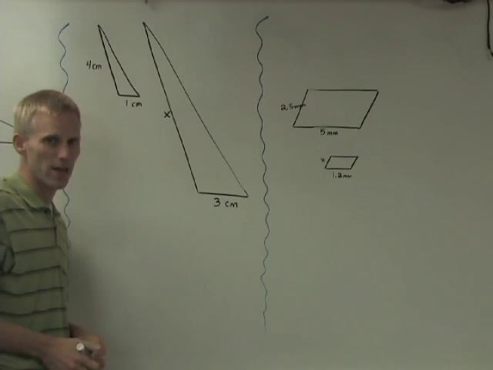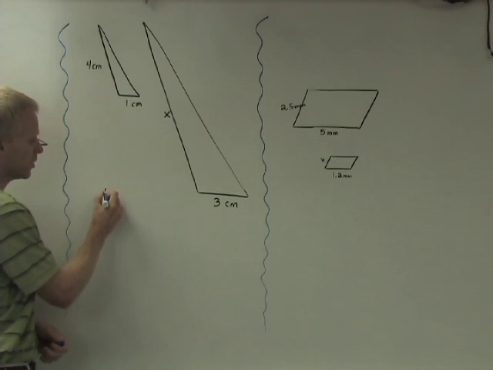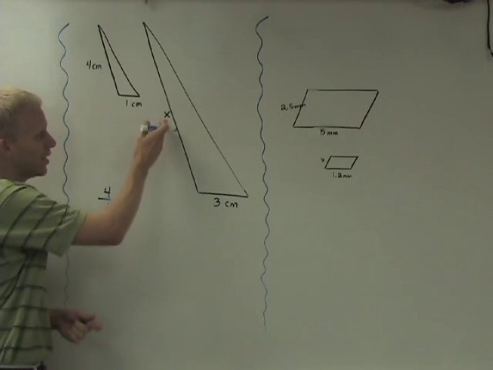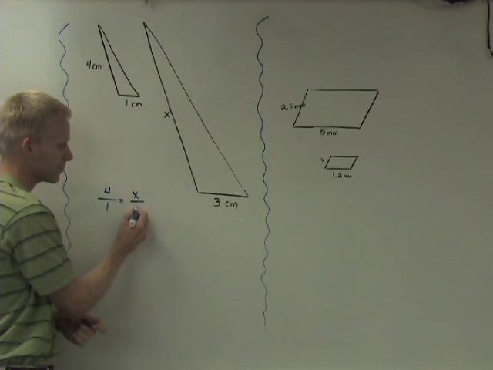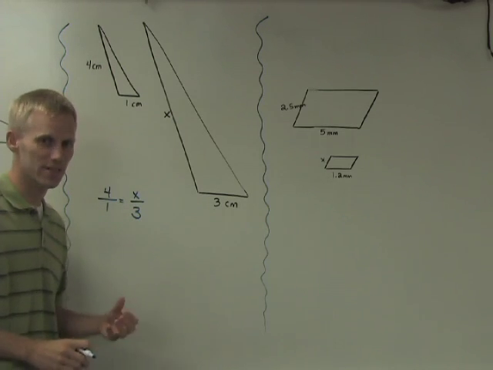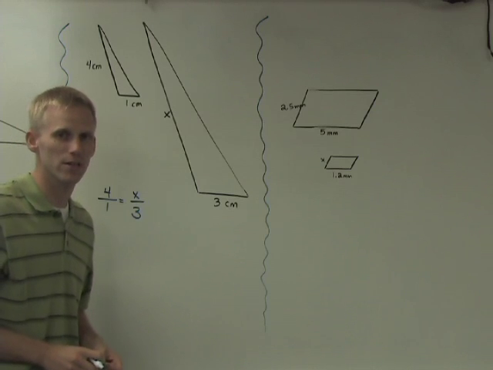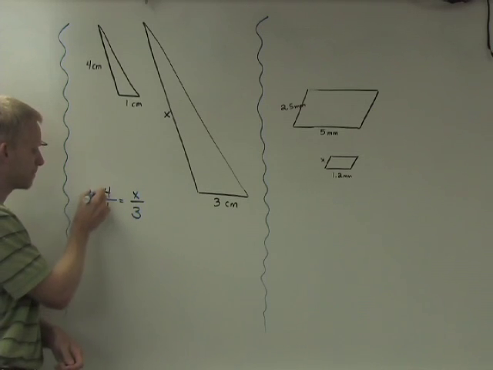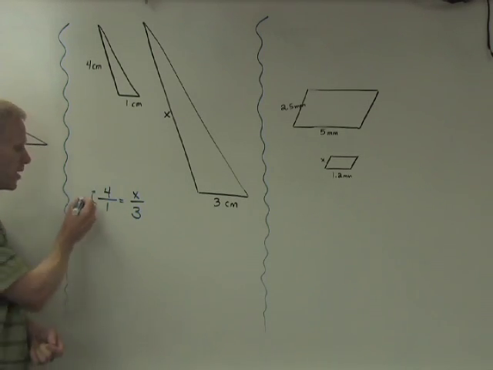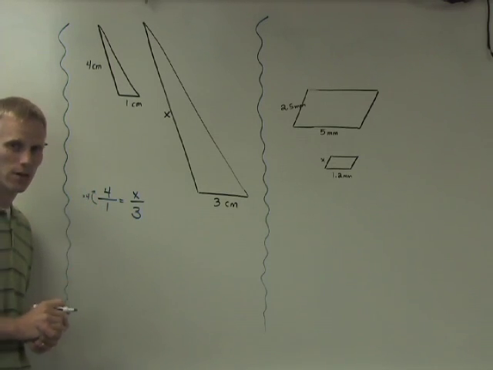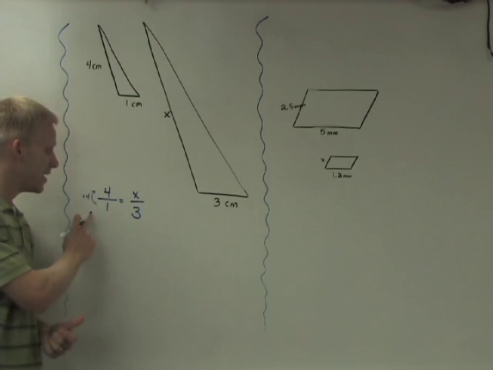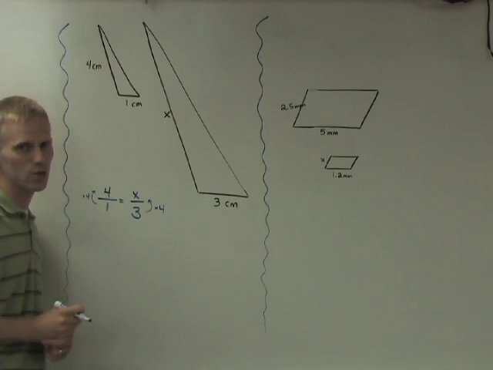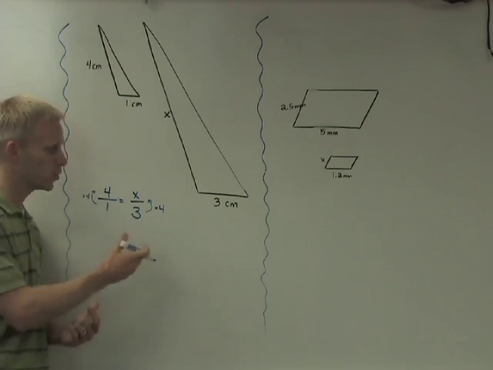We could do it a second way though as well. We could say 4 compared to 1, a ratio, is equivalent to x and 3. We can say this because we have similar figures, and we know that in similar figures we can have equivalent ratios. Now we can notice here, it looks as if I can multiply my denominator by 4 in order to get to my numerator. If I do it with this one, we know we can do the same thing here. In both cases, we get a value of 12 centimeters.